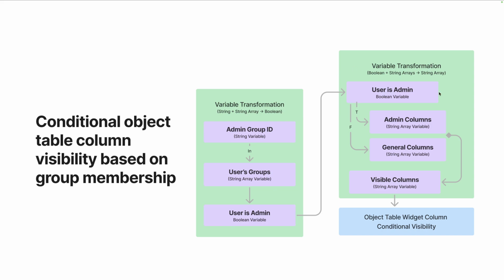What we'll then do is create another string array variable that is a list of the visible columns. In order to generate that list, we're going to evaluate whether the user is an admin. If the user is an admin, we will return a series of admin columns that we will push into that string array variable, visible columns. If the user is not an admin, they'll get a separate string array that we'll push into visible columns, and that's what we will provide into the table widget.